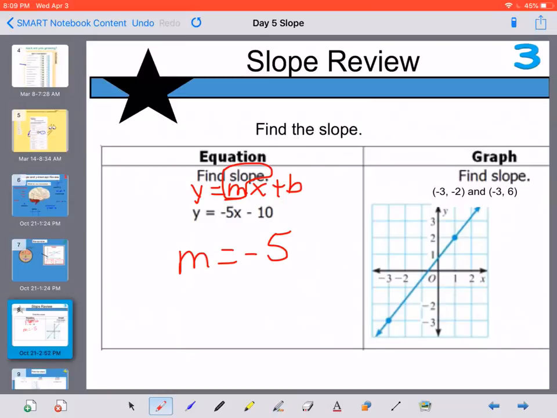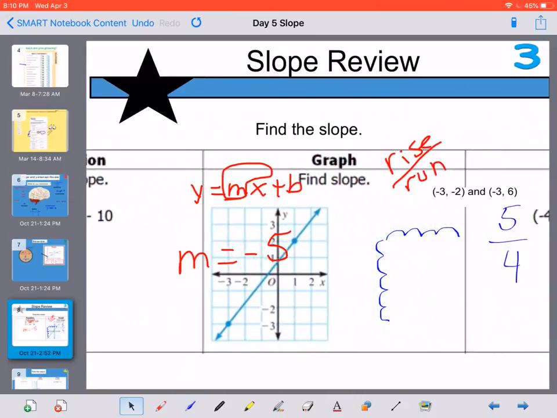If we go over to this one, we have a graph, and on that graph we have 2 points. So we use rise over run to find our slope on this graph. So our rise is going up 1, 2, 3, 4, 5. And our run is going over 1, 2, 3, 4. So our slope would be 5 over 4.